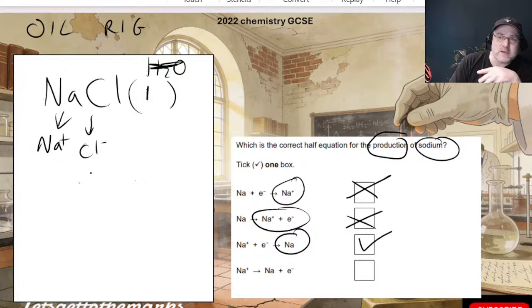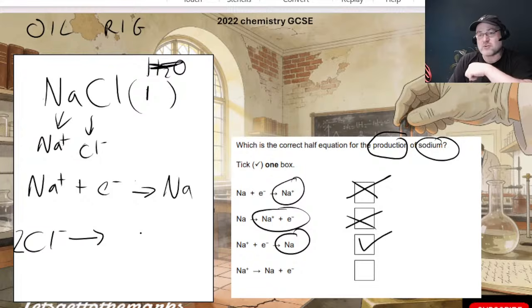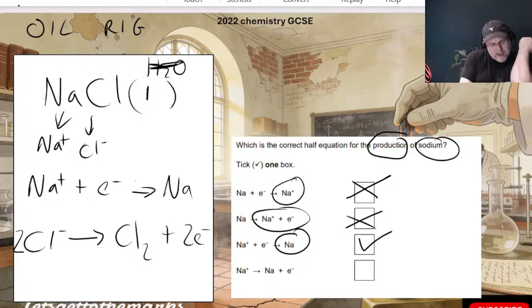When it's molten, it's just going to be, okay, sodium ions come off at the negative electrode. And what happens? They gain electrons, they are reduced and they become sodium. And chloride ions, they go to the positive electrode, and we always draw the electrons on the right at the positive electrode, and it's oxidation. So they're going to be Cl2. Most non-metals are diatomic like that, and then you're going to get 2e minus.